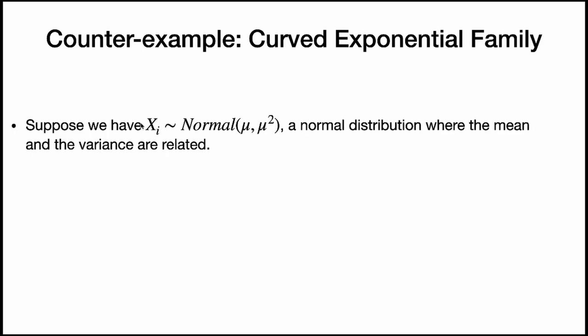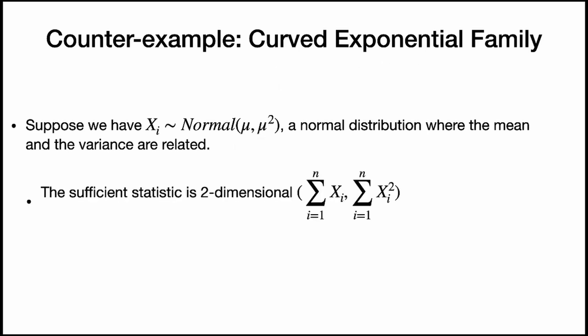Let's suppose we have a data set xi where we have a normal distribution, where we have a mean mu, and we have a standard deviation that's also unknown, a variance that's unknown. And the variance, though, is exactly equal to the square of the mean. So we don't have that freedom that mu and sigma are separate. They're related to each other, and this is called a curved exponential family.